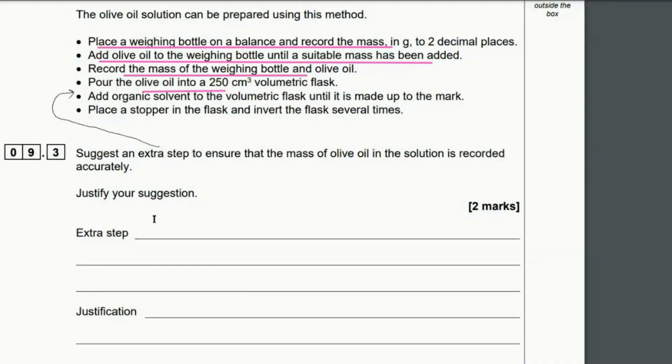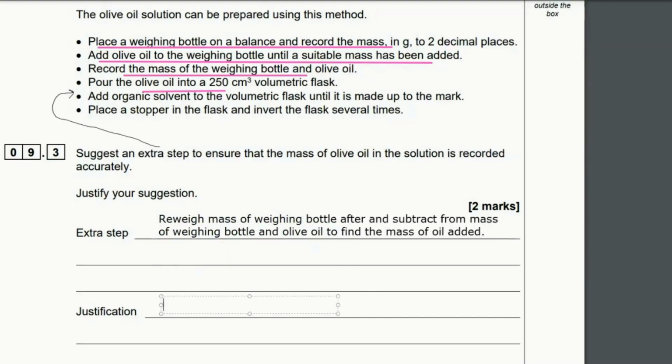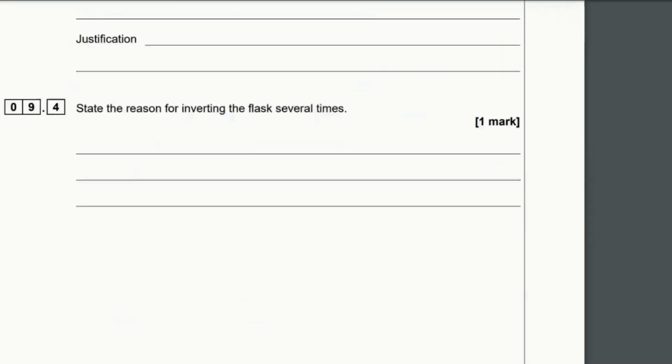So we need an extra step here. You see, they poured the olive oil into the volumetric flask, but they didn't reweigh the weighing bottle afterwards. They should have reweighed the weighing bottle after, subtracted the mass, and then found out the mass of olive oil that they actually added. So they may think that they put 5 grams of olive oil into the weighing bottle, but actually you need to reweigh the weighing bottle after and find out how much olive oil was actually entered into the volumetric flask. And the reason is so that we can calculate the mass of olive oil added accurately.